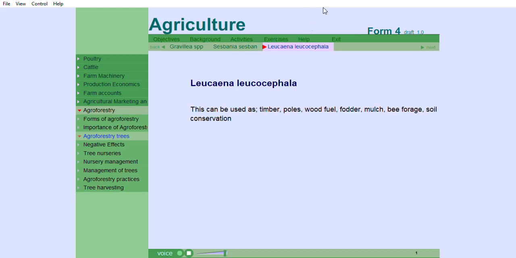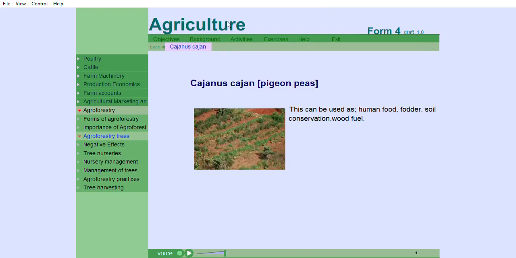Leucaena leucocephala. This can be used as timber, poles, wood fuel, fodder, mulch, bee forage, and soil conservation. Cajanus cajan. This can be used as human food, fodder, soil conservation, wood fuel.